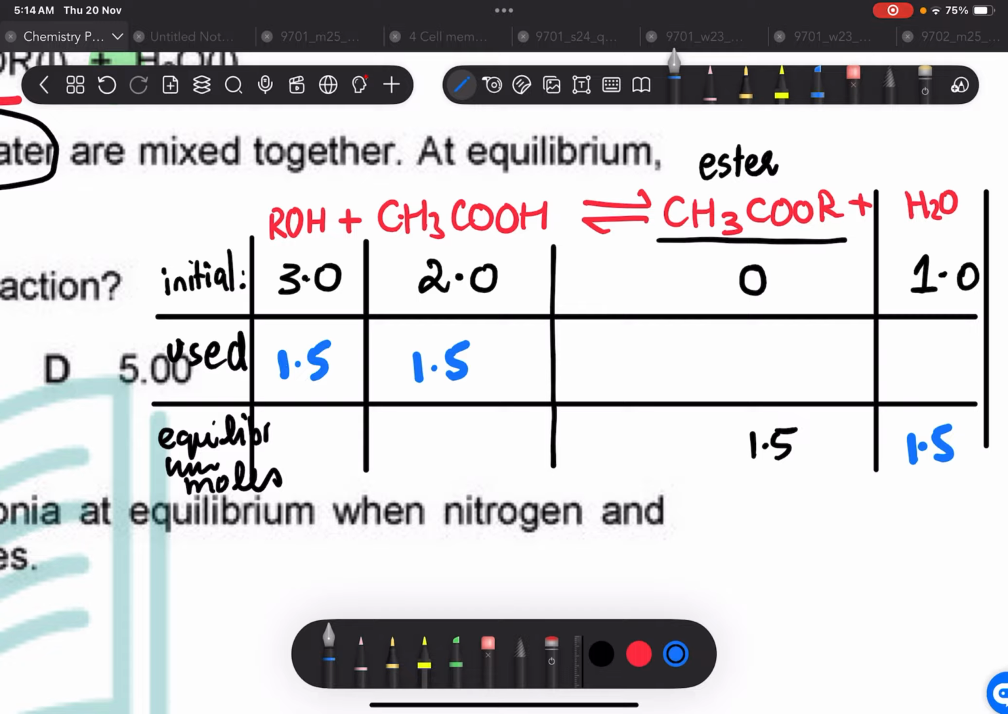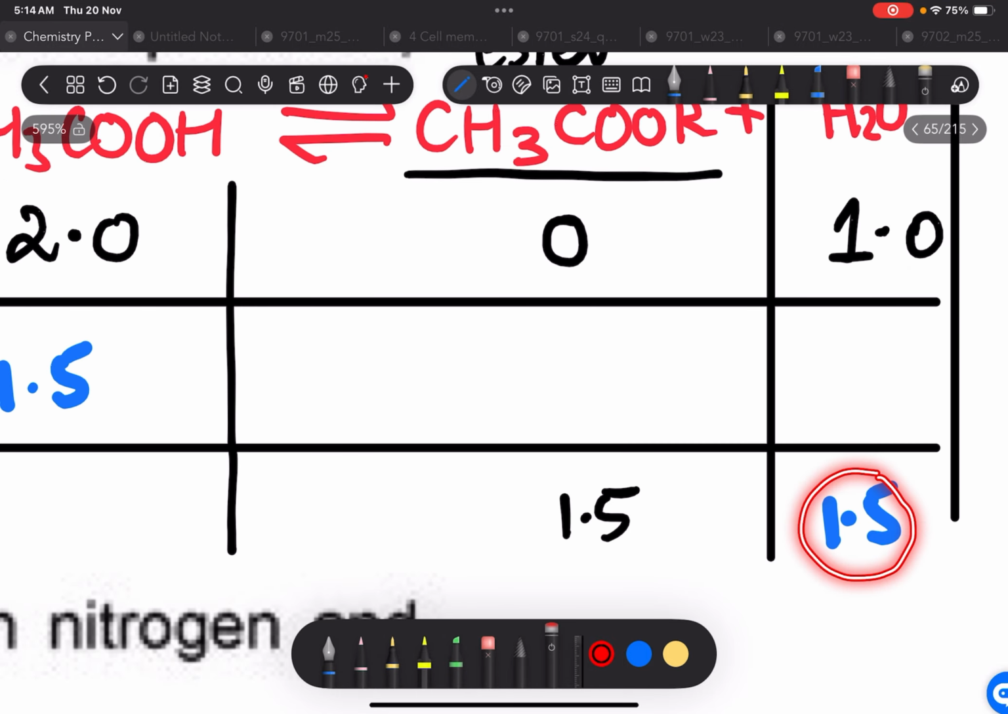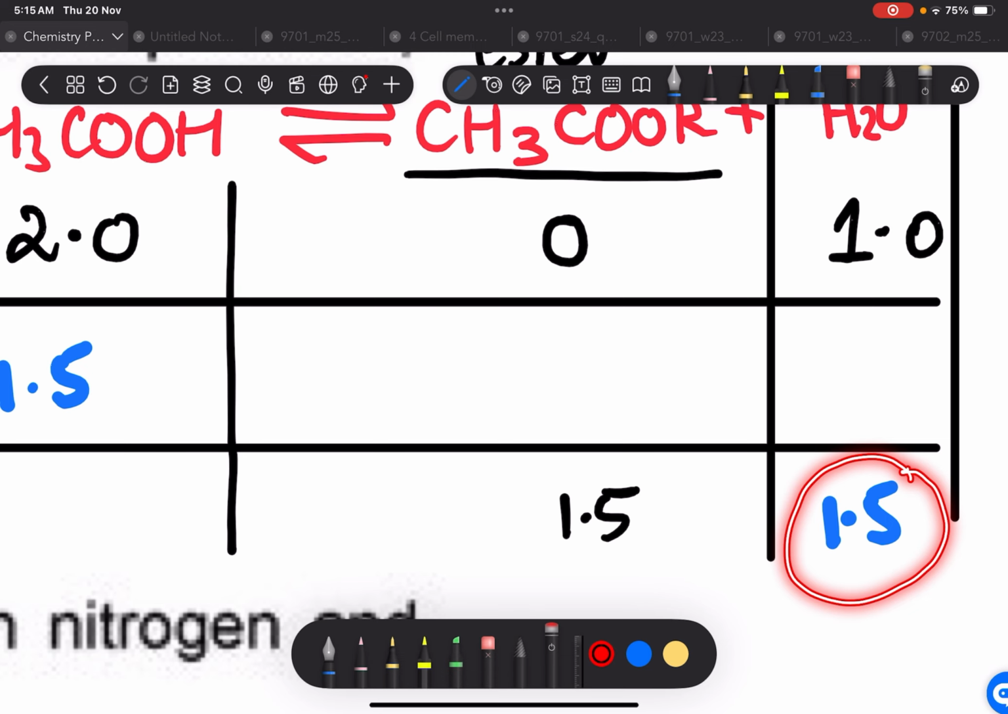Now, since 1.5 moles of this are used, you also need to keep in mind one more thing. Initially you wrote 1.5 here, okay? But listen to me, that's not correct. I just wrote it for you guys to first understand the thing. I told you 1.5 moles of water are formed. You might say yes, 1.5 moles of water formed. But look, 1.5 are formed and 1 you had initially.